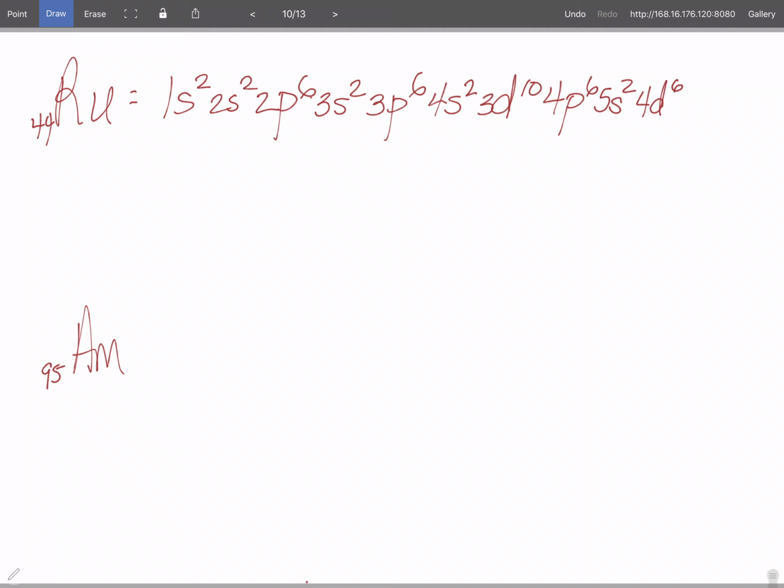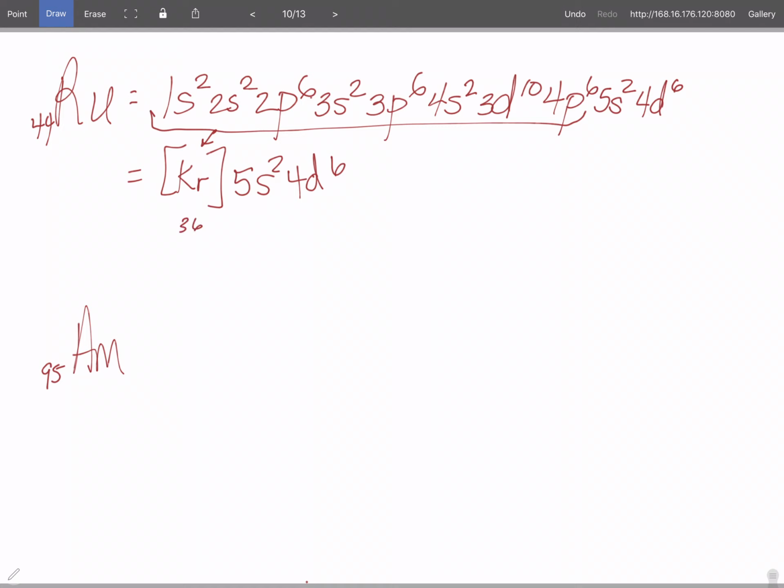So shorthand, and shorthand is way better for this one. You look at ruthenium, and it's in the 5th row. That means that you go to the 4th row, close, so that's krypton. Everything from here to here is krypton. So it's krypton, 5s2, 4d6. If I still want to double check the numbers, krypton has 36 electrons, plus 2 is 38, plus 6 is 44. So we're still good.